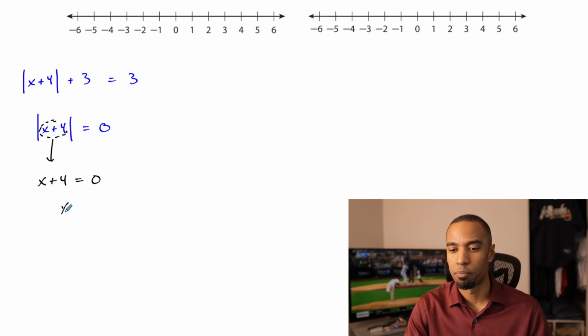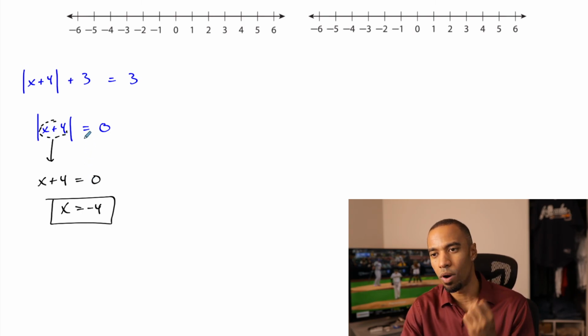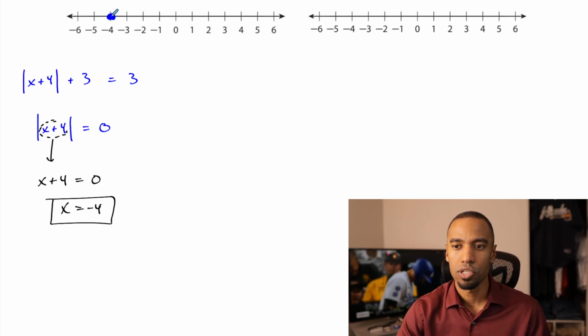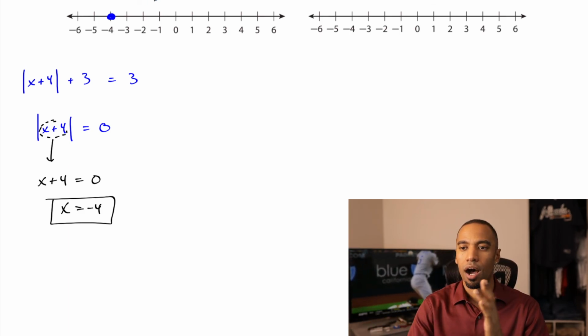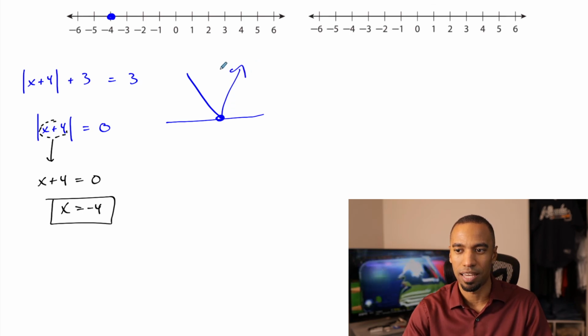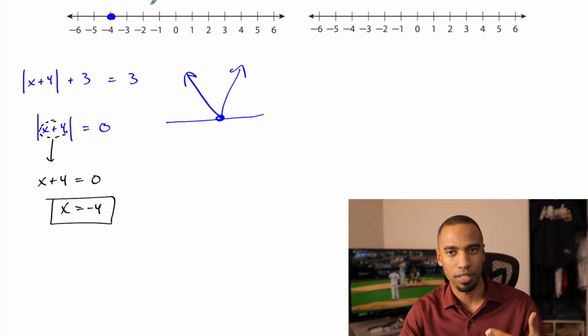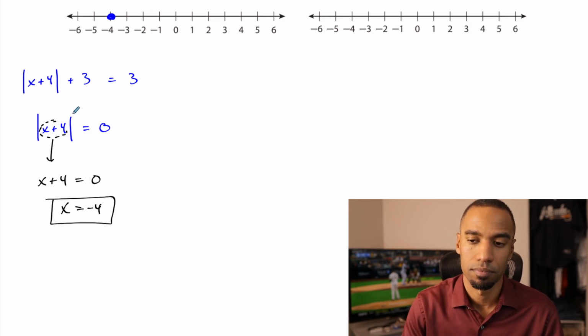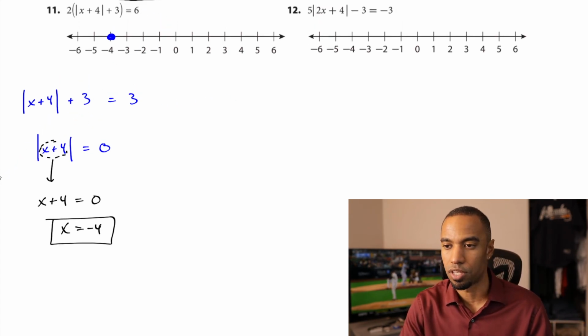So subtract 4 from both sides, we get x equals negative 4. And that is an example, folks, of a one solution case. Here it's negative 4. On a graph, that would be the vertex hitting that line at one spot like that. They only hit on the vertex together. And that's what you would see if you graphed this one on an XY axis like we did before.